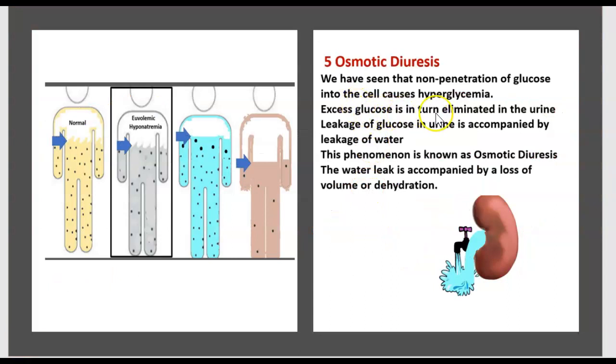Excess glucose is in turn eliminated in the urine. The leakage of glucose in urine is accompanied by leakage of water. This phenomenon is known as osmotic diuresis. The water leak is accompanied by loss of volume, or dehydration.